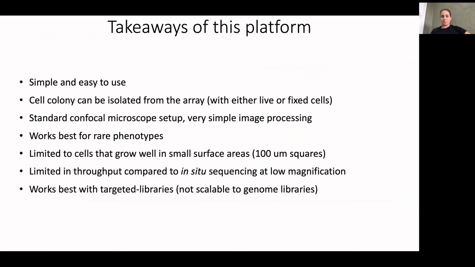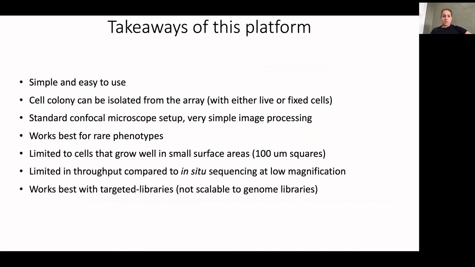Yeah, thank you very much, Emily. That was great. Very interesting platform. So you just mentioned here in the takeaways that you think that the platform is best suited for rare phenotypes. Is that just because of the work that's involved in picking up a single raft and then extracting and preparing library out of these rafts? And why do you think that is?